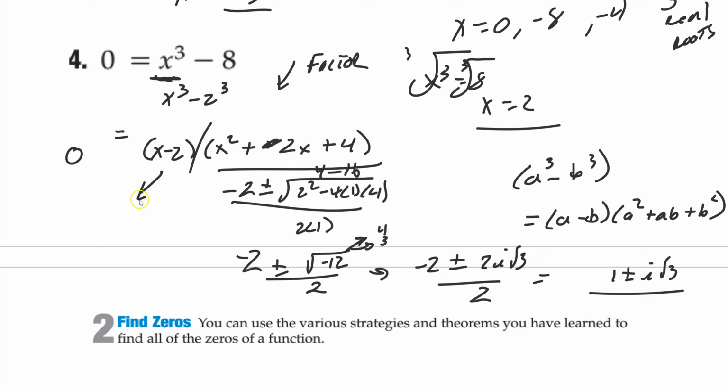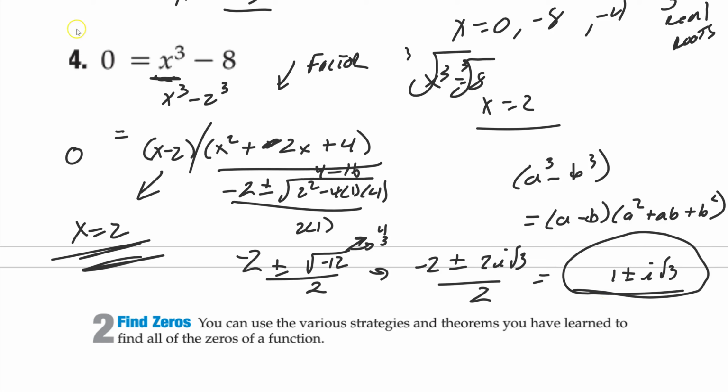And this one's the easier one. Skip that. x equals 2. So those are my 3 roots, right? I needed all 3 roots. x equals 2 and then 1 plus or minus i root 3. So in this case, we had 1 real and 2 imaginary roots. And that's the way it works, right?